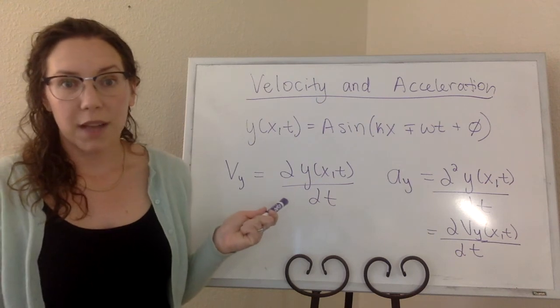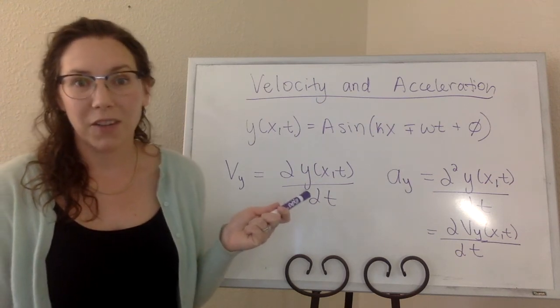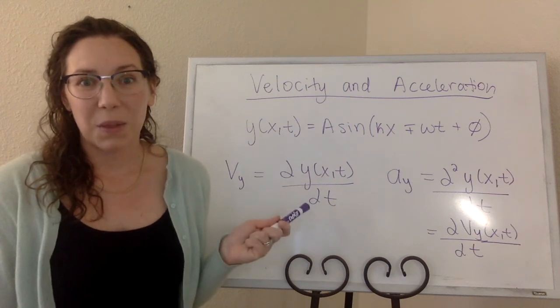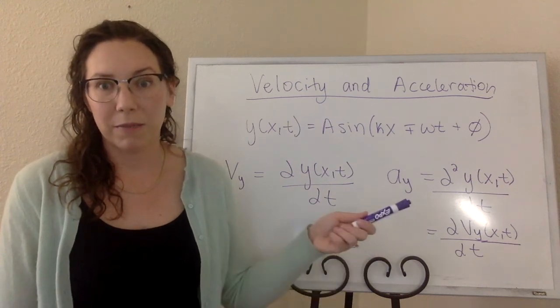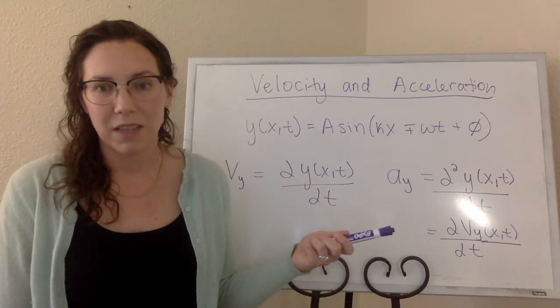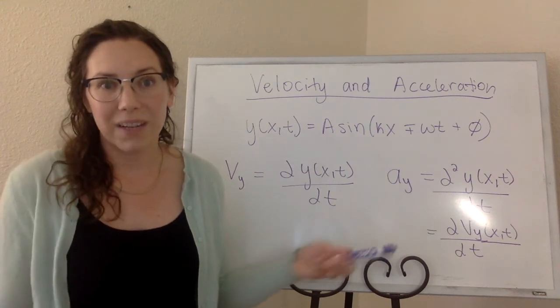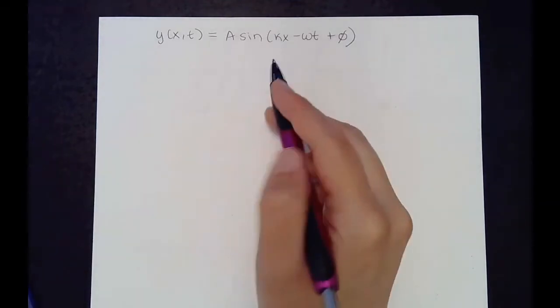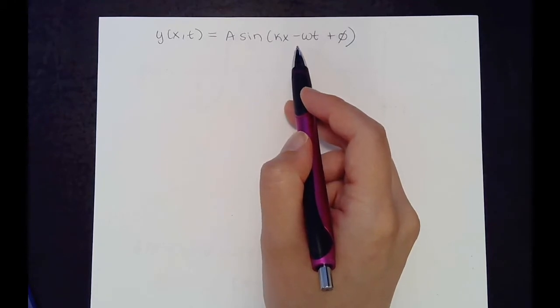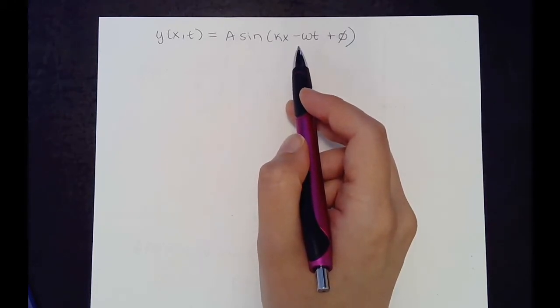The transverse velocity, Vy, of the particles in the medium will be the partial derivative of the displacement y with respect to time. Then the acceleration will be the second derivative of the displacement function with respect to time, so the first partial derivative of the velocity with respect to time. The partial derivatives of the wave function y at x and t with respect to time can give us the velocity and acceleration of the particles moving in the medium. So let's do that now. I'm just going to choose a rightward traveling wave, but you could do the same thing using a positive here for a leftward traveling wave.